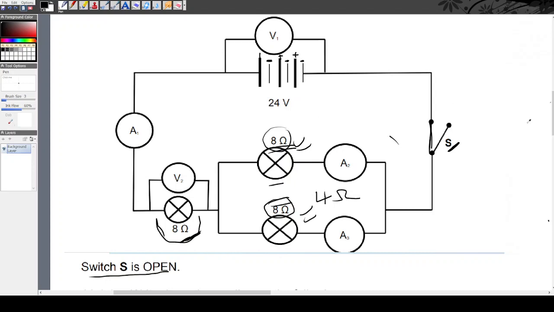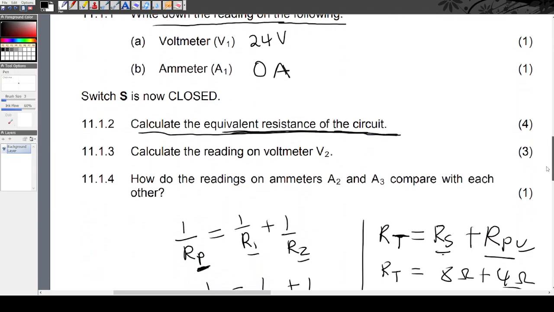Resistance is measured in ohms. I hope that part is clear. Great. Let's not waste time. Let's move along.